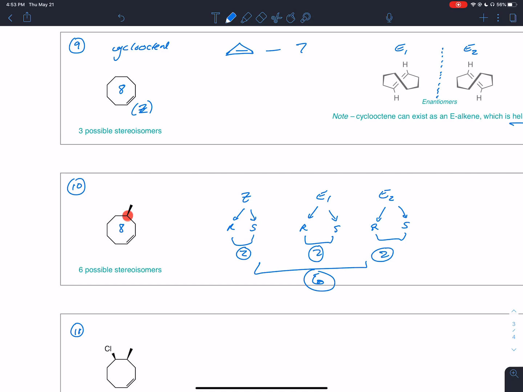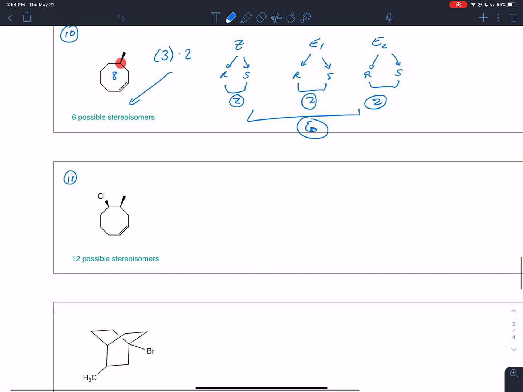Now, another way that you can safely do this calculation in most cases, okay, is to take this idea of having the Z, the E1, and the E2, and multiply 3, that's the number here, 3, by the number of asymmetric centers, okay? But what you're going to do is multiply it by 2 for each. Say if you had 2 asymmetric centers, you would multiply 2 times 2 times 3. So here you could say we account for the 3 for the Z stereoisomer, E1 and E2, times 2 for 1 asymmetric center, and that gives us 6 possible stereoisomers.